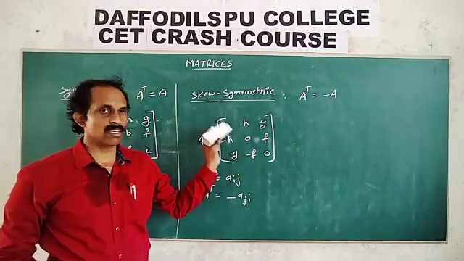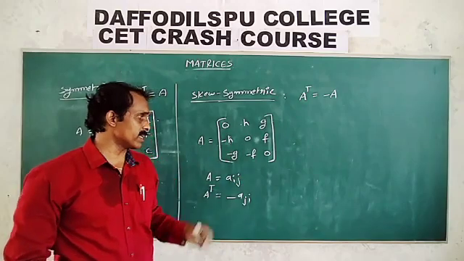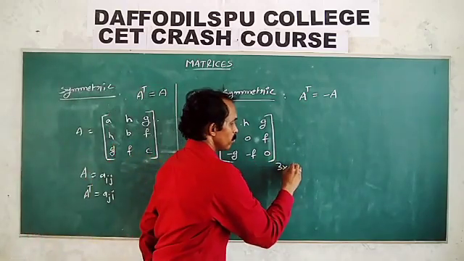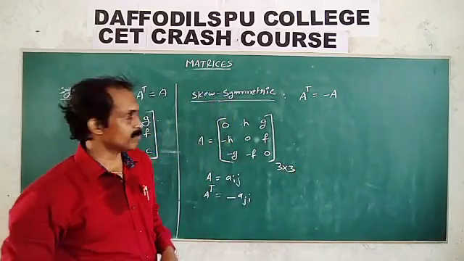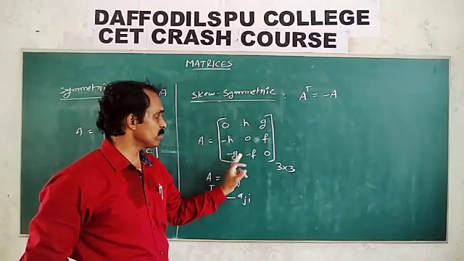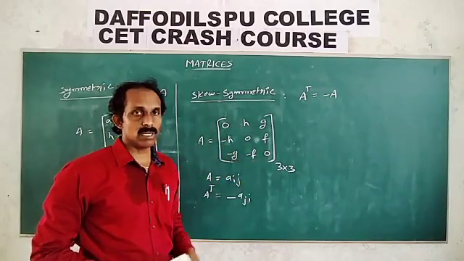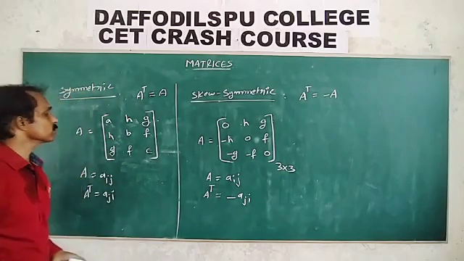Observe this one, a matrix of either 2 by 2 or 3 by 3. This is a 3 by 3 matrix: 0, H, G; minus H, 0, F; minus G, minus F, 0. Diagonal elements are 0. Right.